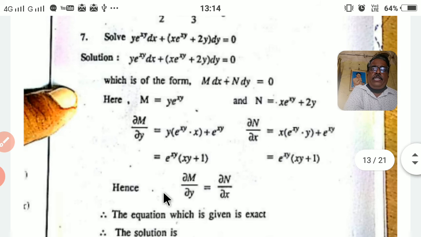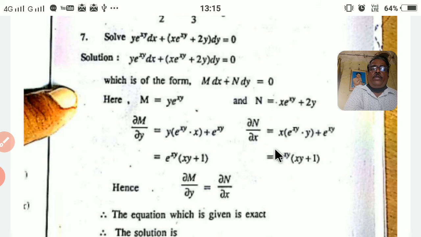And similarly here, this equation is also the same. Here the problem is y into e raised to xy dx plus x into e raised to xy plus 2y into dy equal to 0. Okay, again the same method you have to follow. Compare the given equation with the standard M dx plus N dy, find M and N, then differentiate M with respect to y, differentiate N with respect to x.